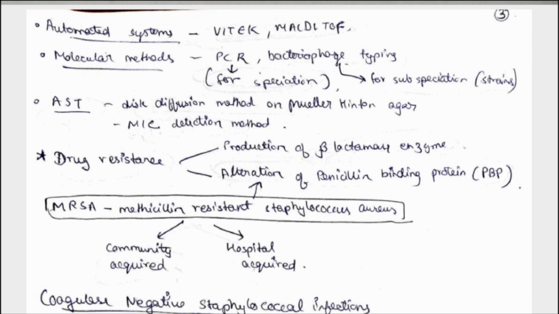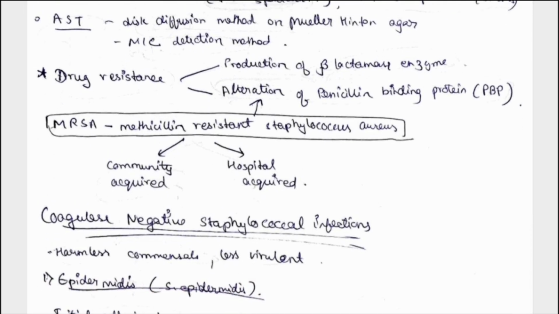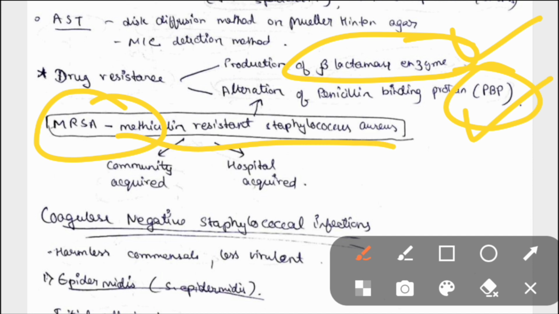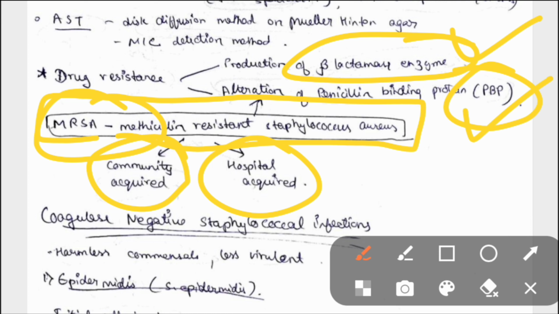Drug resistance is one of the important things. They will ask the mechanism of drug resistance. Commonly Staphylococcus aureus comes as a clinical condition, most commonly cellulitis or any other infection, and they will ask how the drug resistance occurs. Drug resistance is by production of beta lactamase enzyme, and alteration of penicillin binding protein. And there is MRSA, methicillin resistant Staphylococcus aureus. Remember this, it causes community acquired and hospital acquired infections. Hospital acquired infection is also known as nosocomial infection.